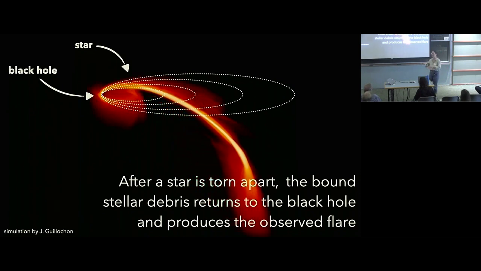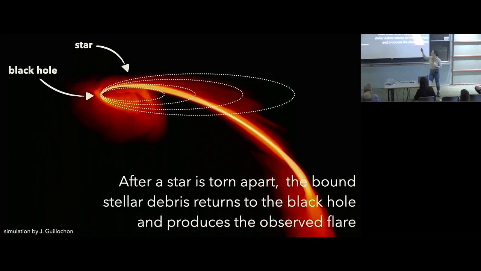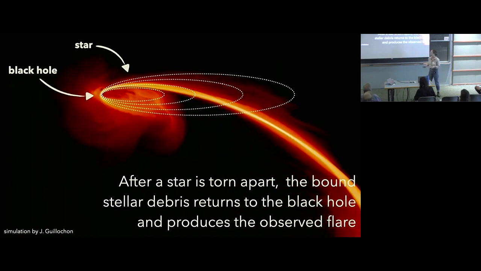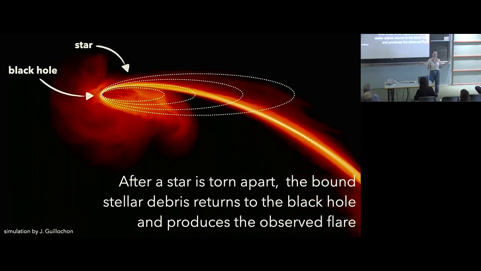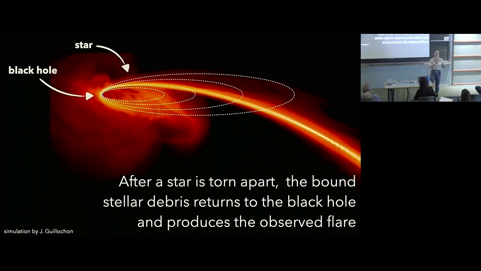It actually takes time for the least bound material. It takes longer for the least bound material to return, and so we can calculate the spread in these orbital timescales to determine how quickly the mass returns to the black hole. And we call this the mass fallback rate. This is really important because if we think that mass is powering the flares of light that we see, then we can potentially connect this mass return rate to the luminosity that we actually see.